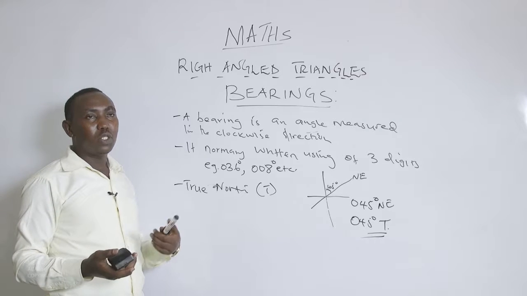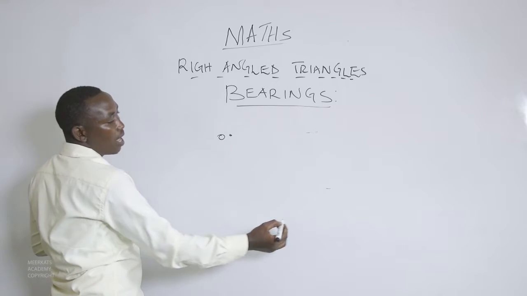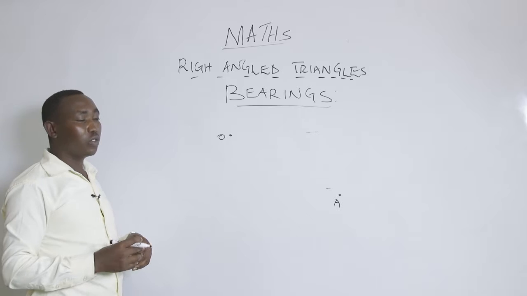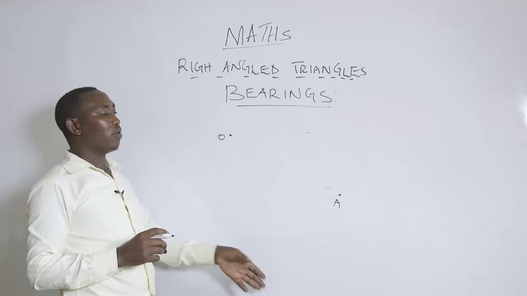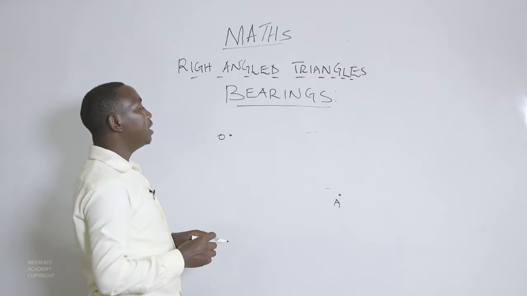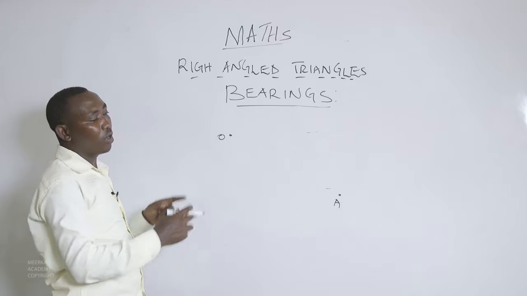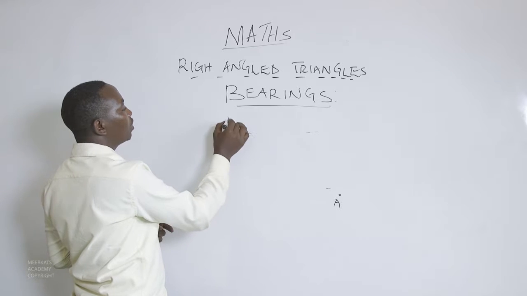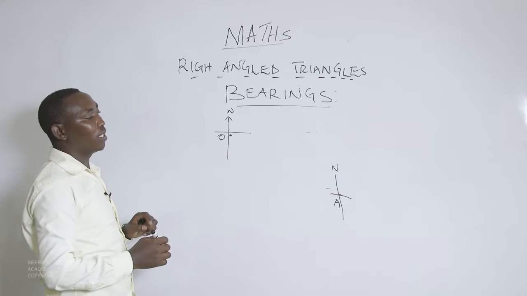Bearing of a point to a given point. We can have 2 points, let's say point O and point A. These are 2 points on a plane surface. We can be required to find the bearing of A from O, or the bearing of O from A. So that means that we need to come up with the true north on these 2 particular points. On point O, you try to come up with the true north, so that is our north. Also on this other side, that shall be our true north.